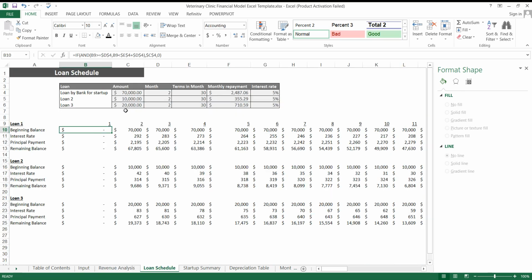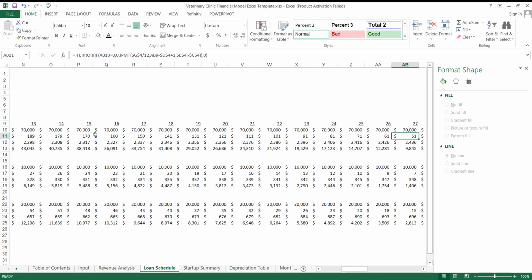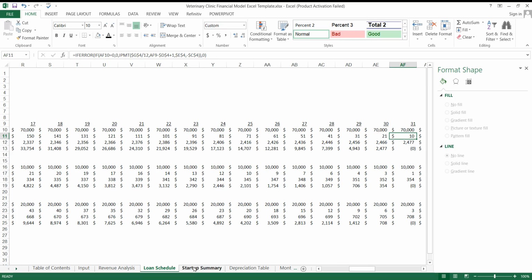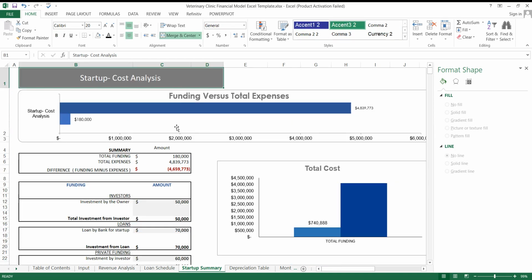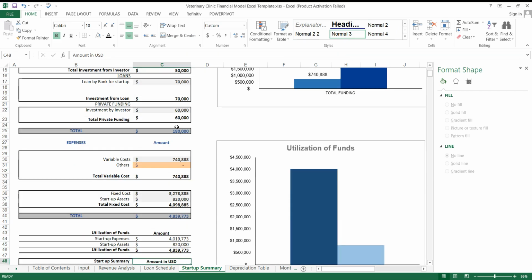The launch schedule gives a detailed explanation of the external funding and the payments that have to be made for each month for the next 5 years. The startup summary sheet gives a comparison between the total funding and the expenses. It also gives the variable costs and the fixed costs, and the startup expenses and startup assets.